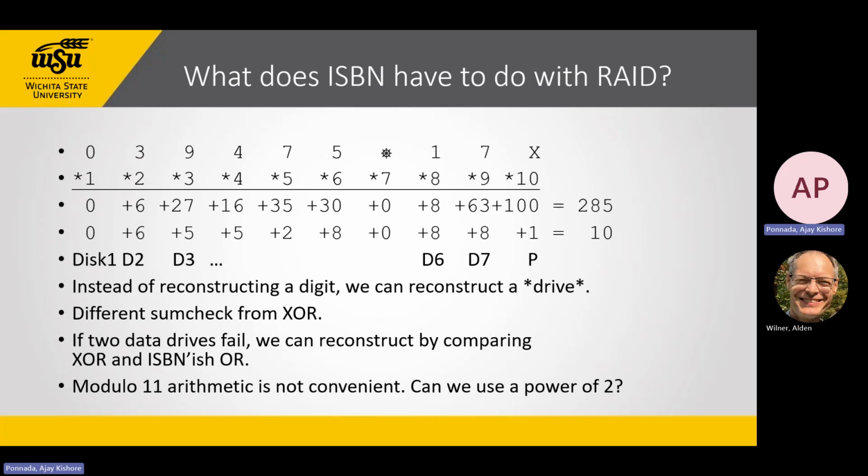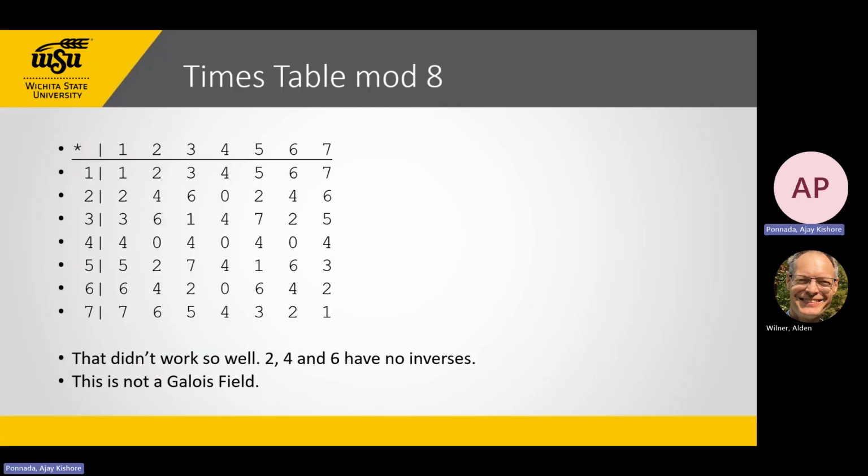Can we use a power of 2? Yes, a times table mod 8. We have just seen mod 11, so we're doing mod 8 now because we can represent it as 2 to the power of something. So let's see for 8. Here 5 times 2 is 10, mod 8 is 2. 6 times 2 is 12, mod 8 is 4. 7 times 2 is 14, and mod 8 is 6. In the same way as we constructed our mod 11 table, we're constructing the mod 8 table now.